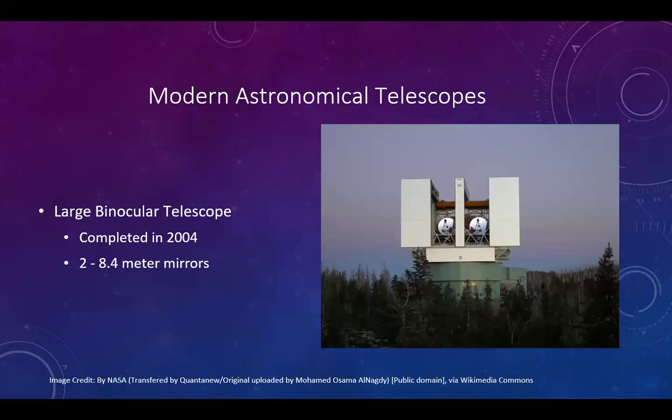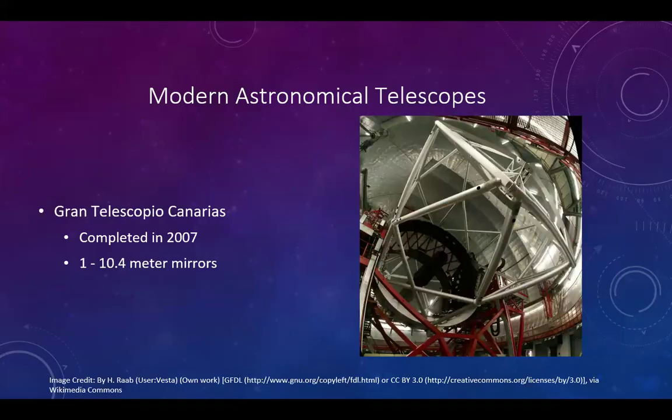This is the Large Binocular Telescope. It was completed in 2004. It has two 8.4 meter mirrors. You'll notice a bunch of these have mirrors that are all the same size. It's because there's one or two places that make mirrors, because these take specialized technology like spinning ovens to make the mirrors have the right shape. Here's the Gran Telescopio Canarias, which was completed in 2007. It has a 10.4 meter mirror.